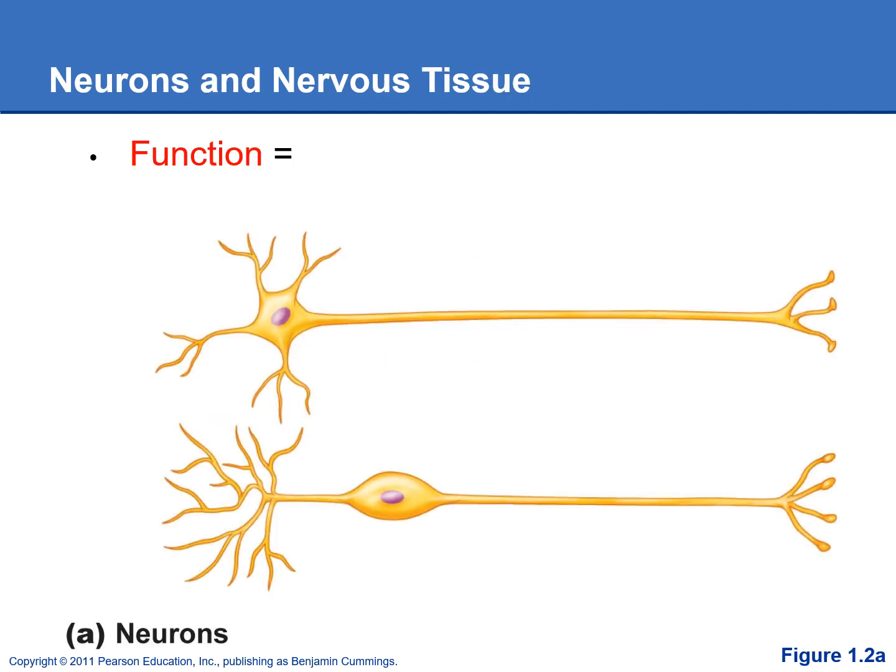All right, so let's go through the function of neurons and then also nervous tissue. Here are some neurons, and the function of neurons is communication.